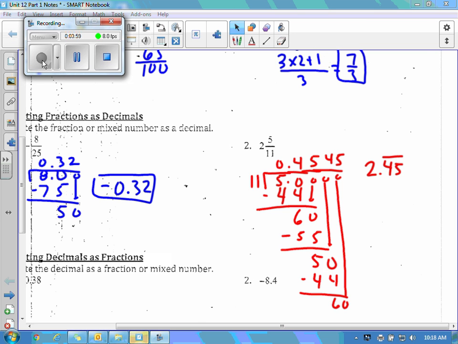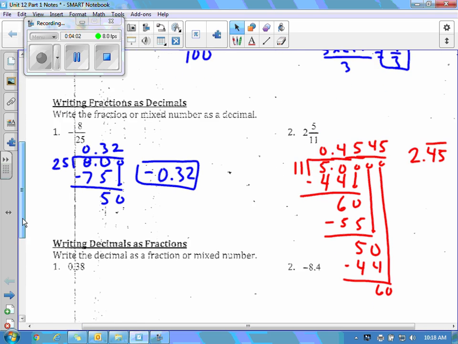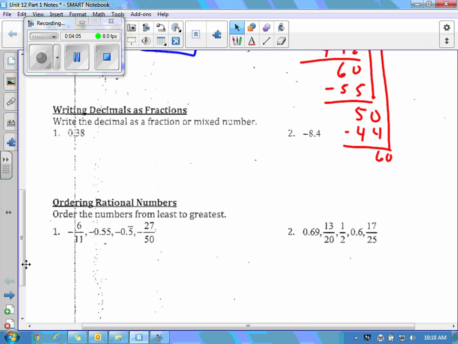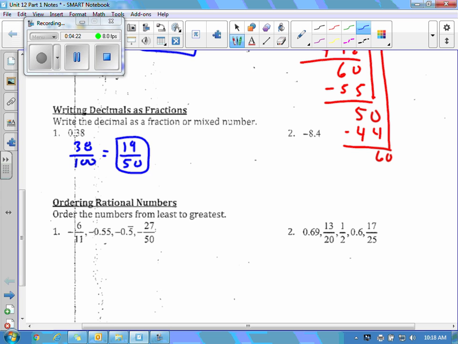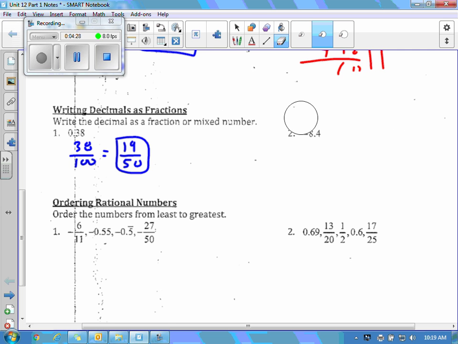Alright, so that's writing fractions as decimals. The next section says writing decimals as a fraction. Write the decimal as a fraction or mixed number. My first decimal is 0.38, which if you say that in words is 38 hundredths. So I'm going to write that as 38 over 100, and then I want to simplify that. I can divide them both by 2. I'll get 19 over 50. For number 2, I have negative 8.4, so I know that I'm going to wind up with a mixed number, and I'm going to have negative 8 up front. So that's 8 and 4/10, and when I simplify that, I'll get negative 8 and 2/5.